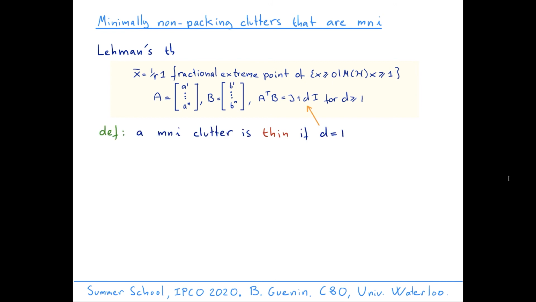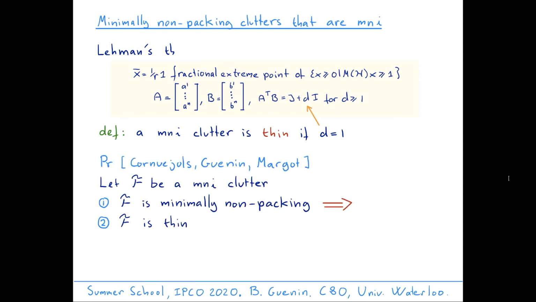We're going to say that an MNI clutter is thin if D is equal to 1. So an example of a thin MNI clutter, for instance, are the odd holes, or the blocker of odd holes. So why is this relevant? Well, because we have the following result. If you have a clutter F that is an MNI clutter, and you tell me that it's also minimally non-packing, then it has to be thin.